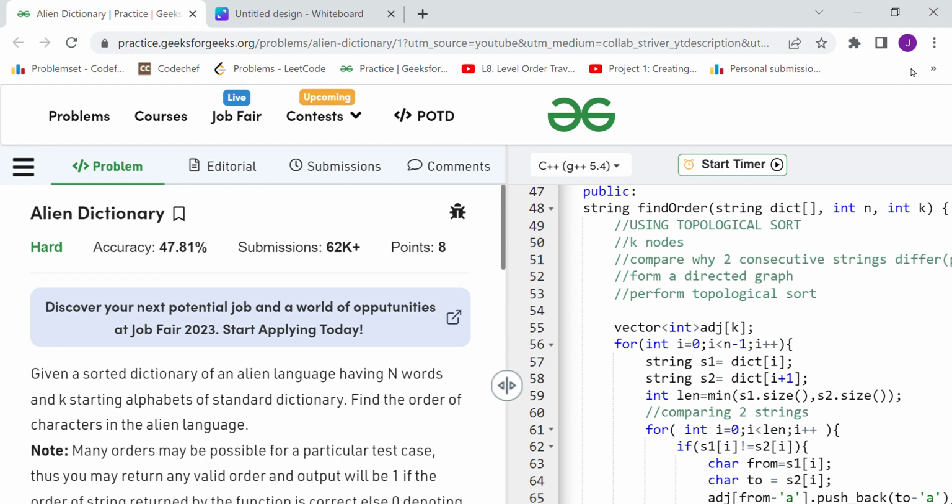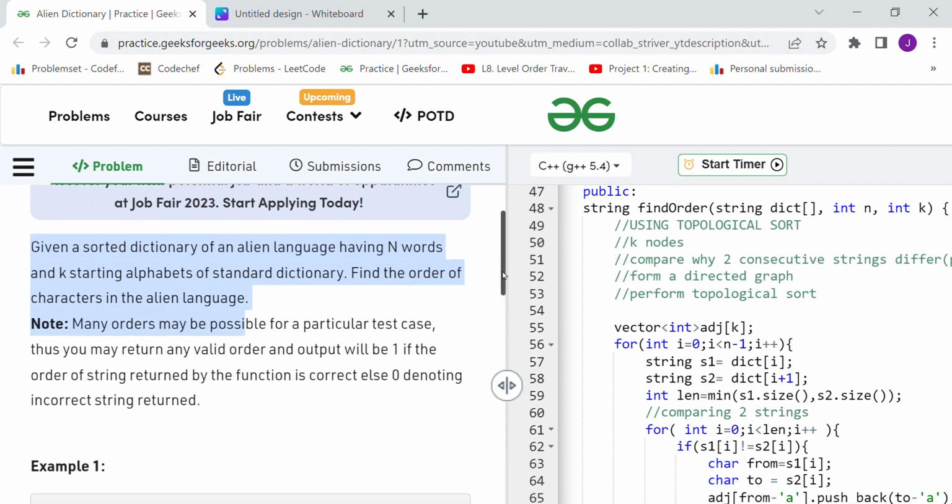So today we are going to do this question, Alien Dictionary, which is a hard problem on GFG. Though it is a hard problem, it is a very easy problem. So let's quickly read the question. Given a sorted dictionary of an alien language having N words and K starting alphabets of standard dictionary. It is saying K standard alphabets. That means it will contain K nodes, right? We have to find the order of the characters in the alien language.